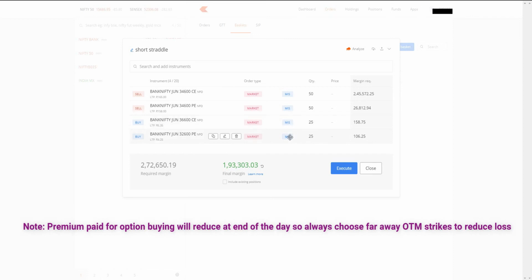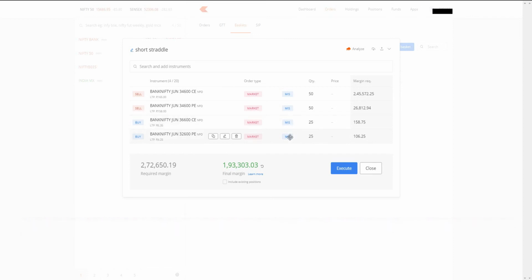And the second thing is, the order of placement is more important in this type, because if you want to place the order, first you need to place these two buy orders and then go with the sell orders. So this is the basket order, the basket option that we have.